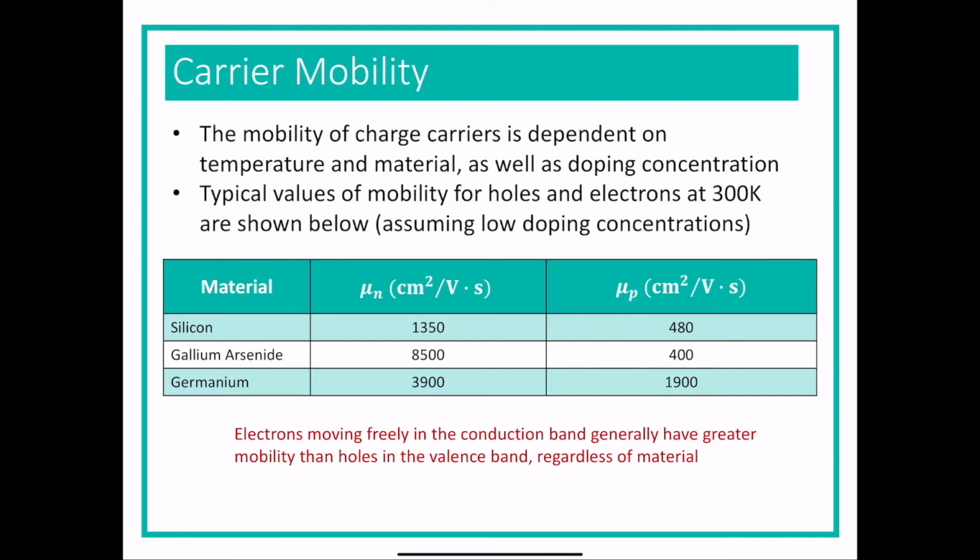Electrons generally move better than holes because electrons are moving freely in the conduction band. Holes are limited by the movement of electrons from hole and bond to bond to bond, and that's a completely different motion, so it's a different mobility.